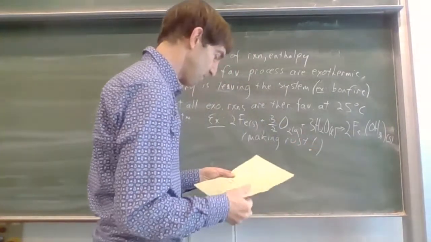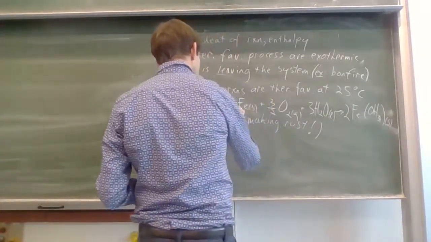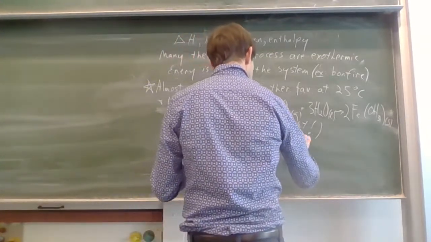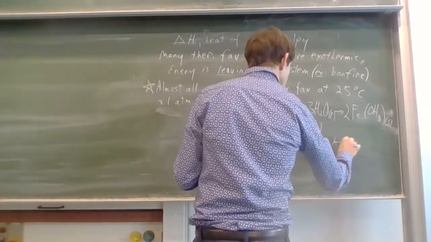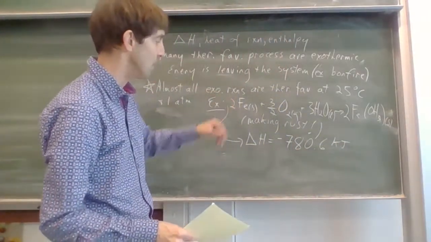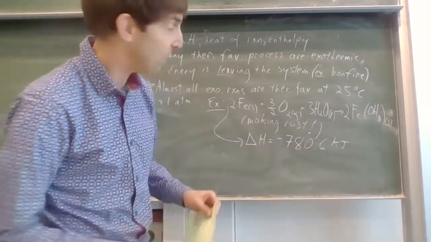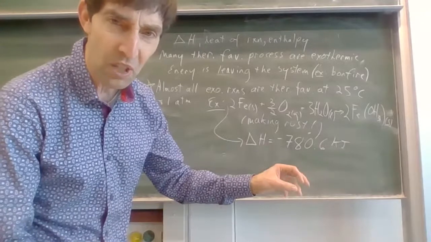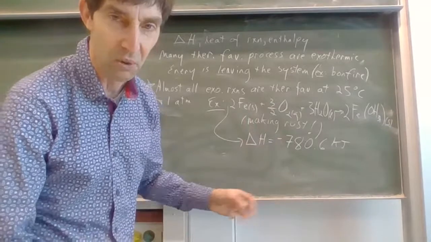Rust never sleeps. Gotta love it. Okay, the delta H for this sucker is negative 780.6 kilojoules as written. I'm not going to say per mole because I got 2 moles of iron here. That's a lot. I know it's really slow, but it's very exothermic when it happens. Well, how come I can't feel the heat coming off of something rusting? Because it's too slow. The heat dissipates, okay? The heat leaves before your hand ever feels it.